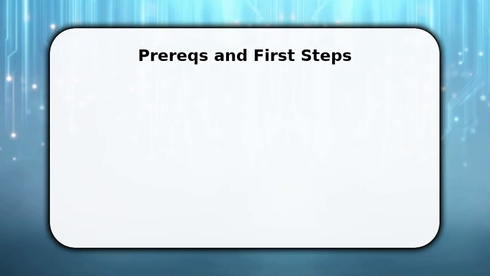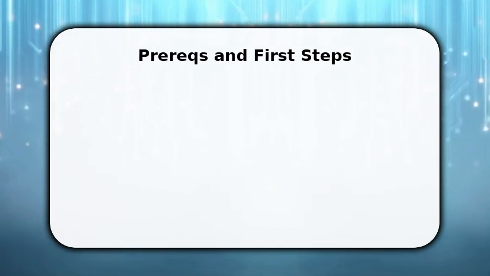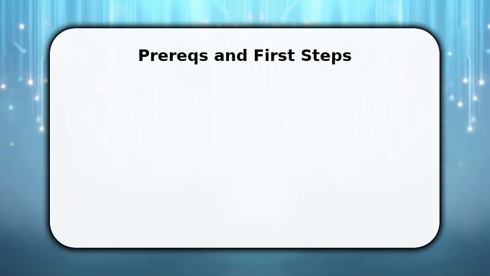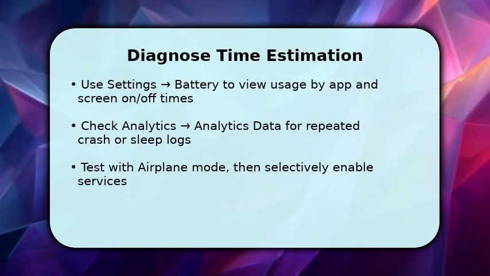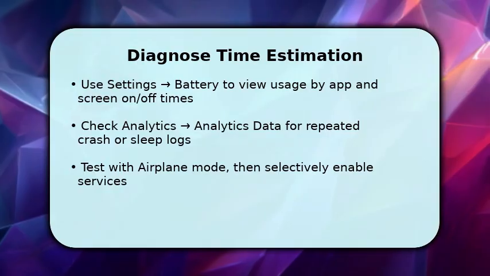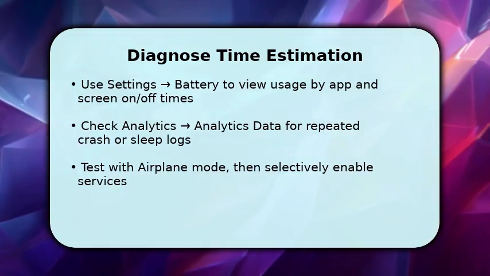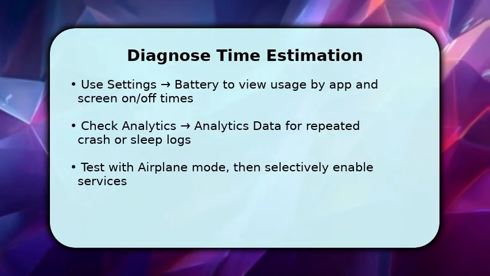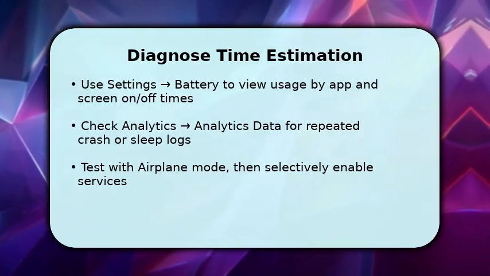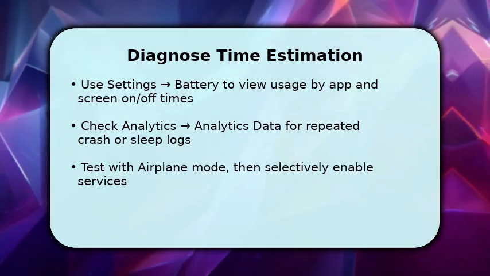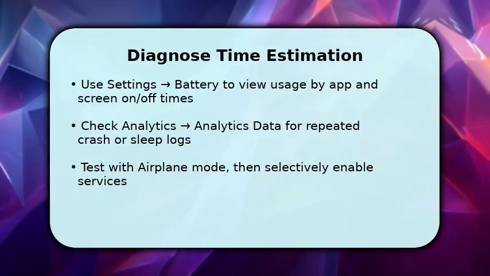You now diagnose why iOS 15 shows incorrect time remaining. Start in Battery and note apps with disproportionate activity during screen off. Once identified, reproduce the issue. Toggle airplane mode to isolate network activity, then re-enable Wi-Fi or cellular one at a time.